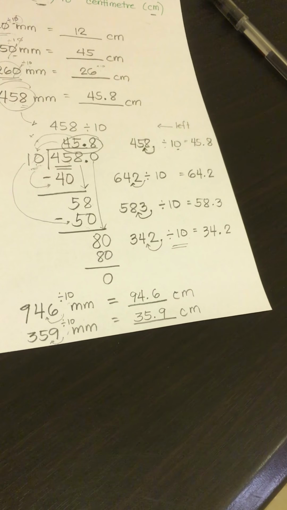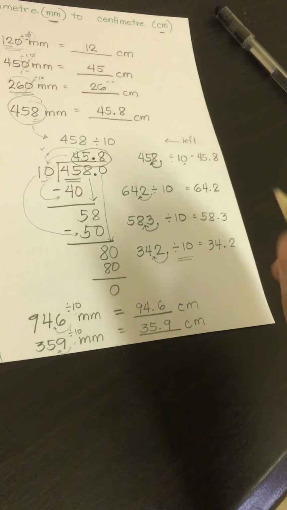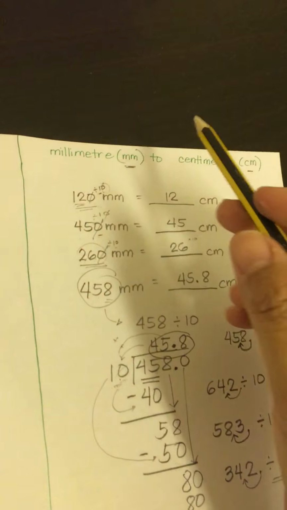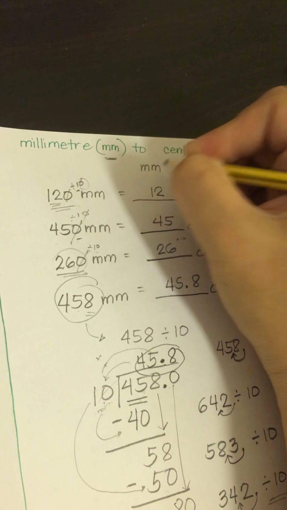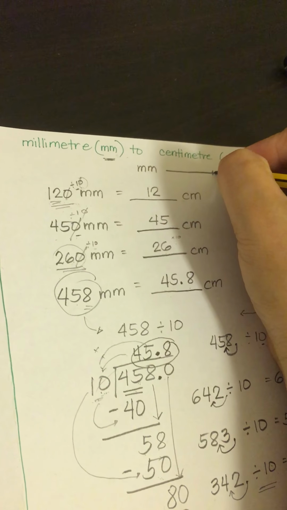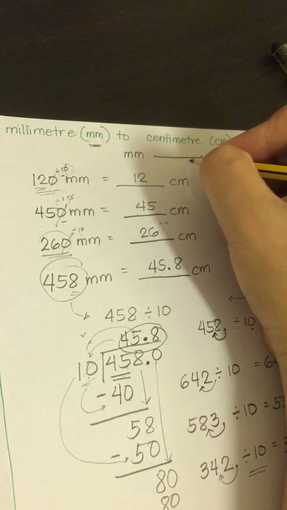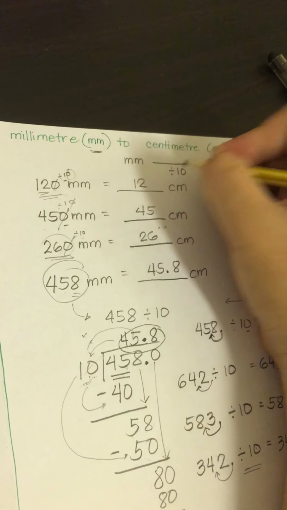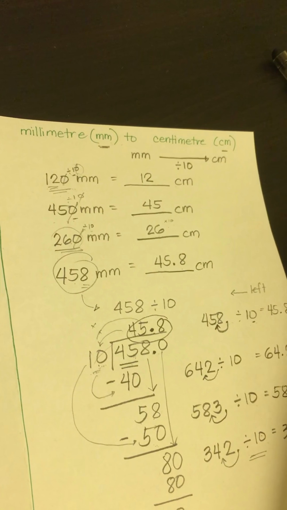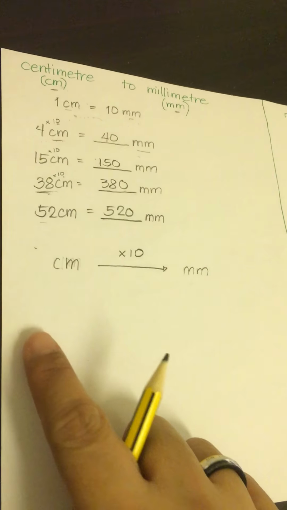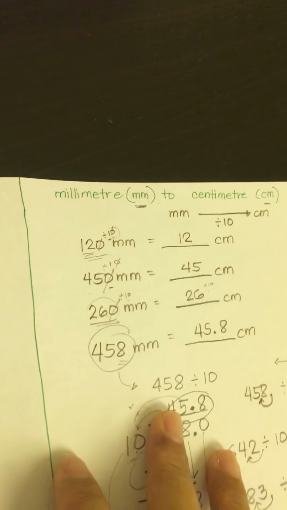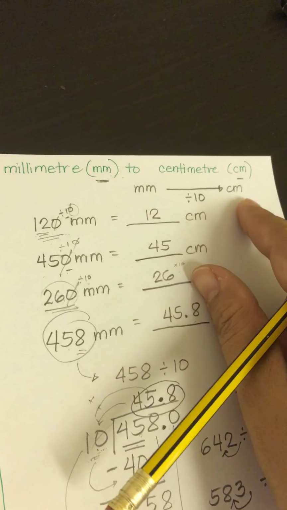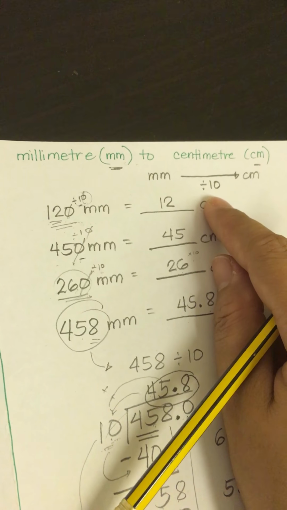centimeters. Okay, so again, when you change millimeter to centimeter, we divide it by 10. Here, centimeter to millimeter, we multiplied by 10. Here, millimeter to centimeter, we divided by 10.